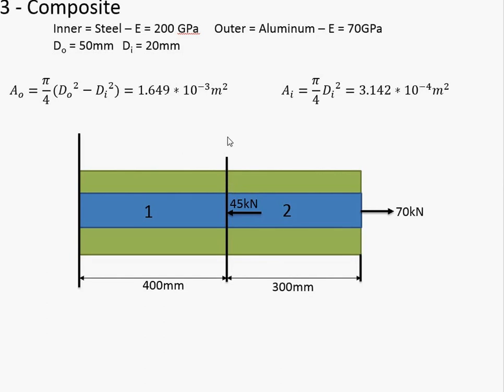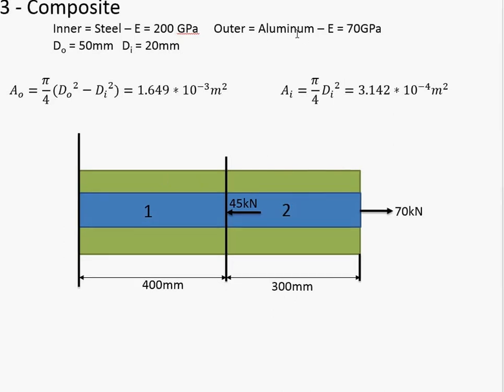Notice that we're working with SI units. The outer material, which is the green, is aluminum with a Young's modulus of 70 gigapascals, and then the inner material is steel, which is 200 gigapascals. Then we have the inner and outer diameters.